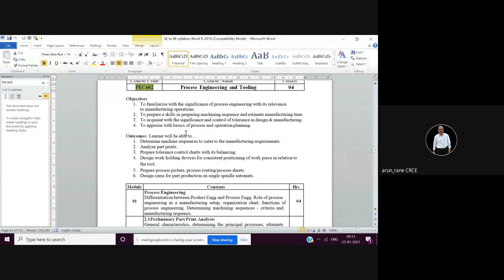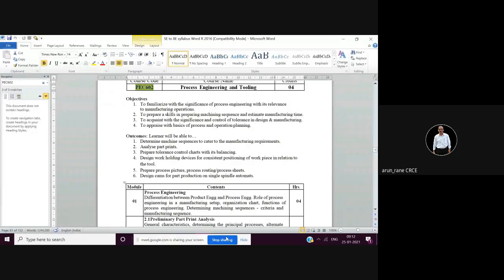That is, suppose you are given an object, then what should be the raw material shape? What should be the basic shape, and how can that basic shape be produced, by which process? Whether you have to go for casting, forging, powder metallurgy, or simply a round bar. In that case, the first thing is that the quantity matters.